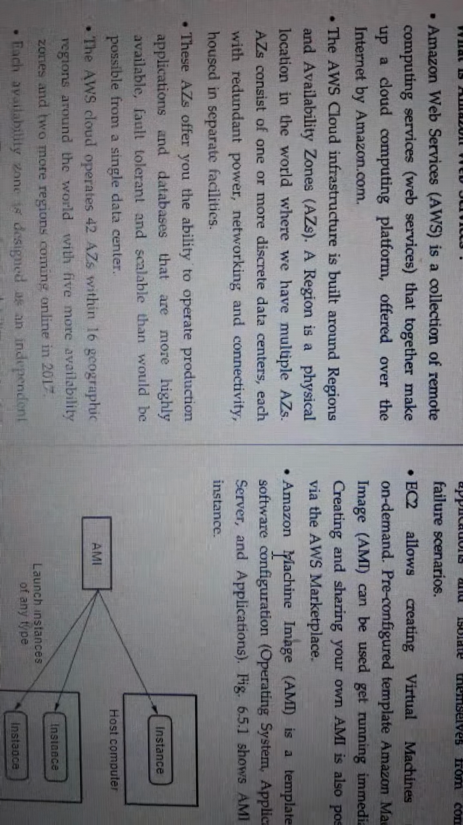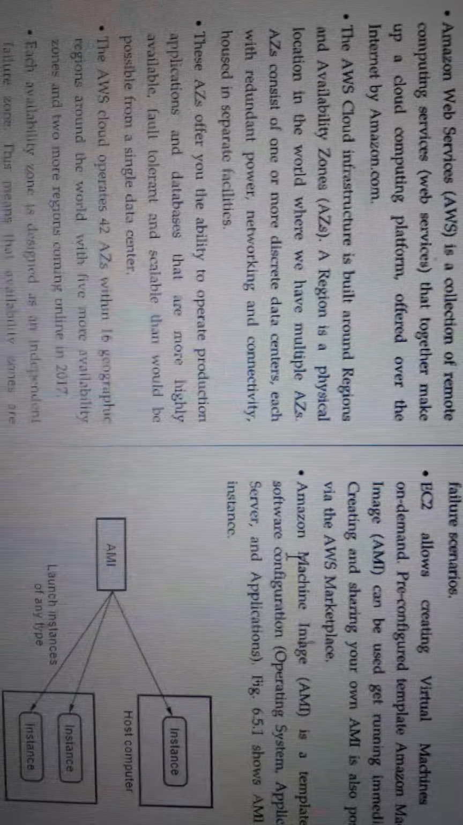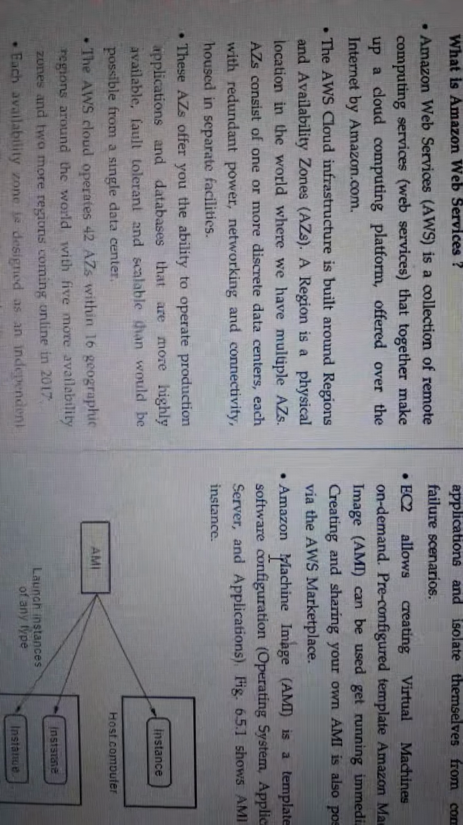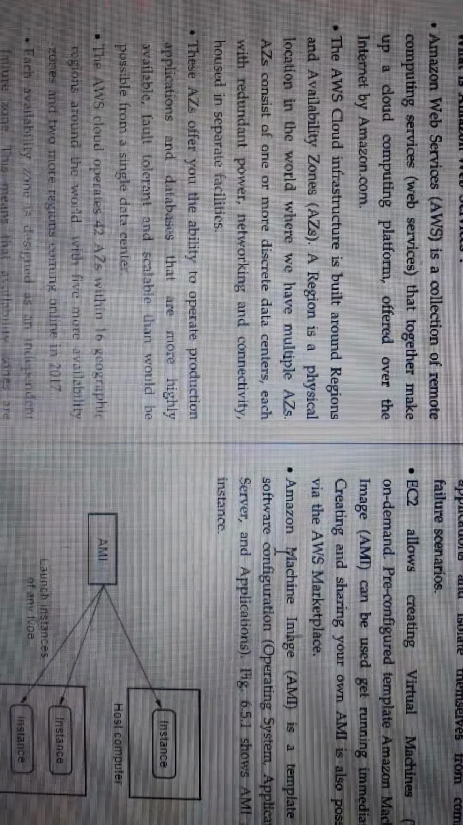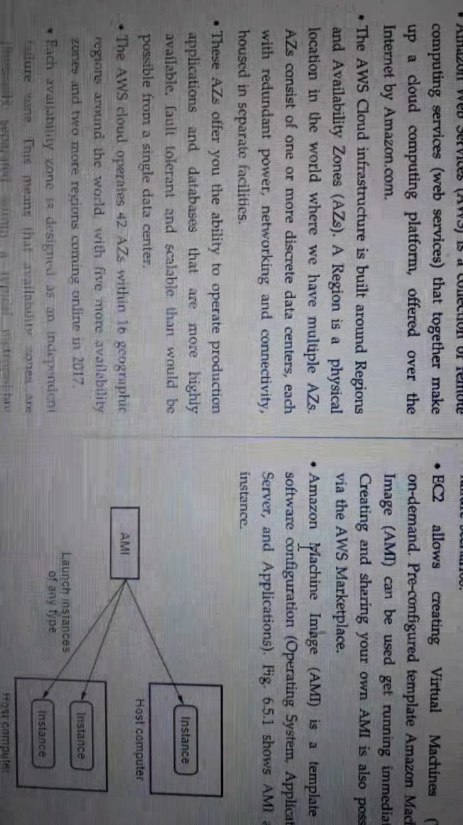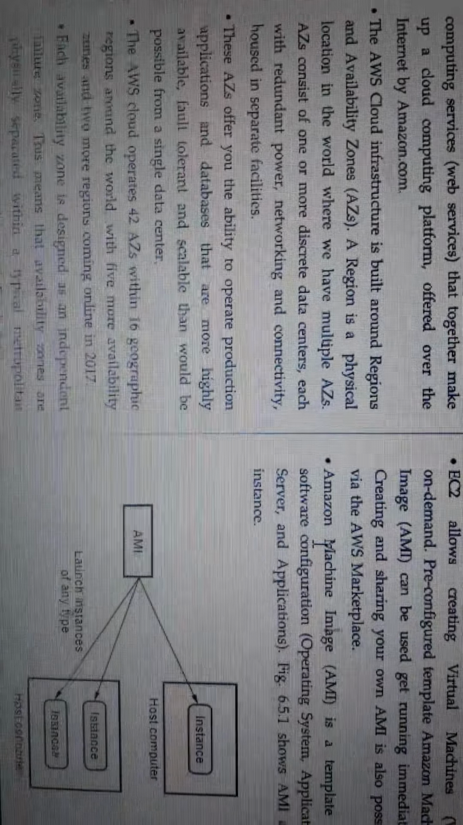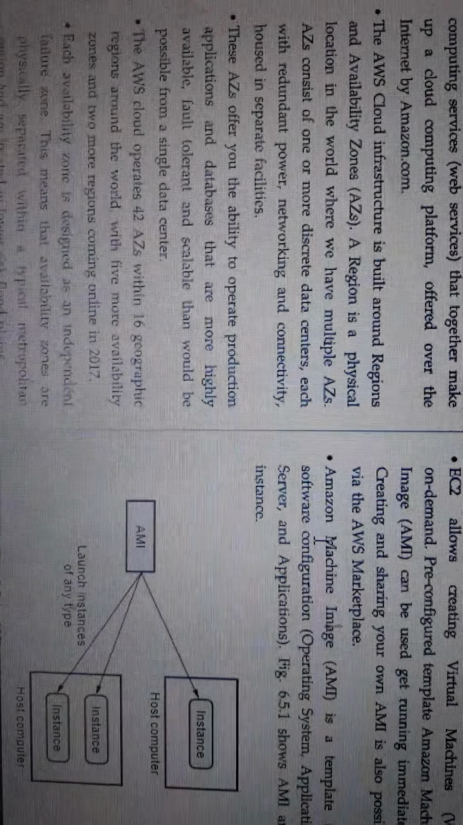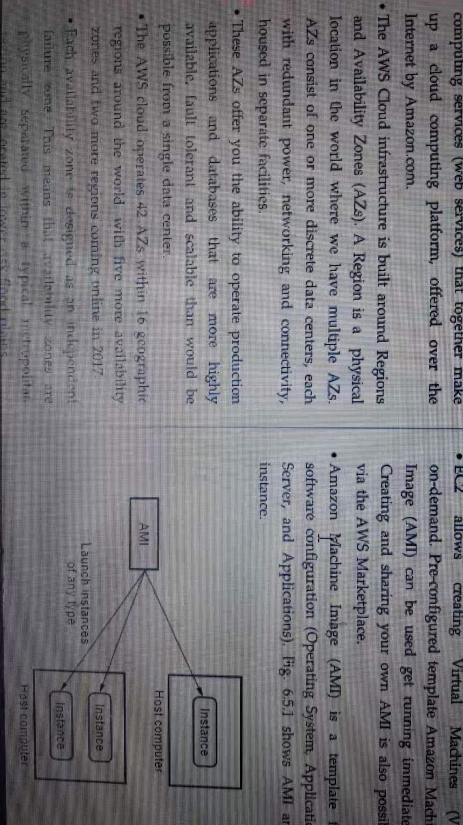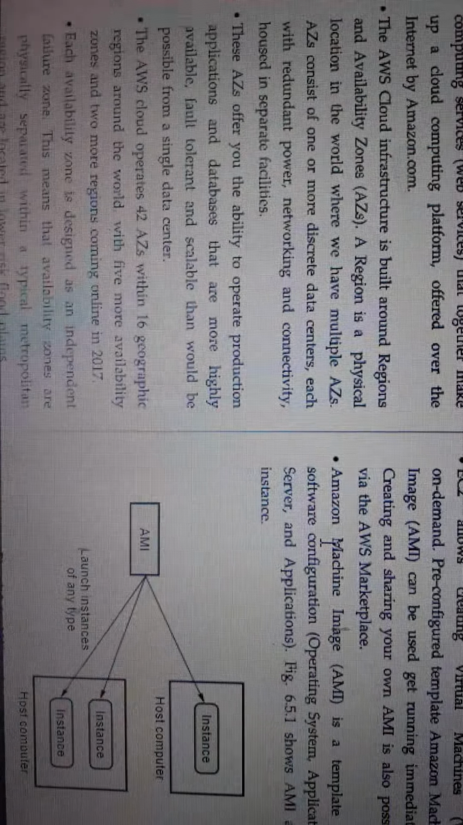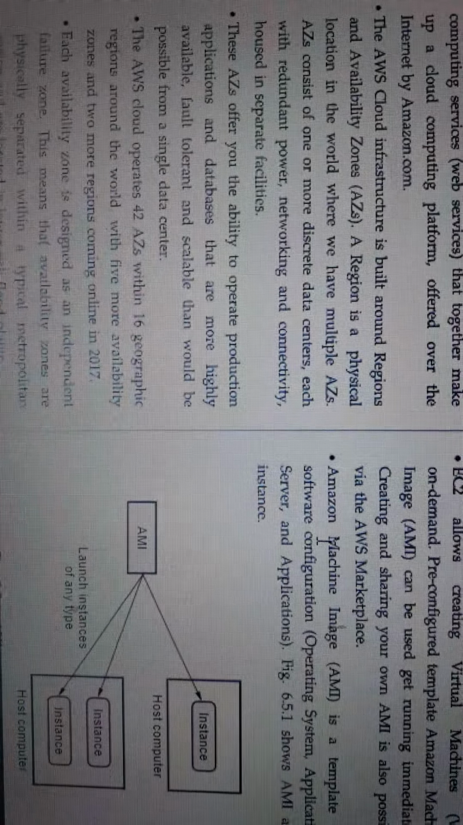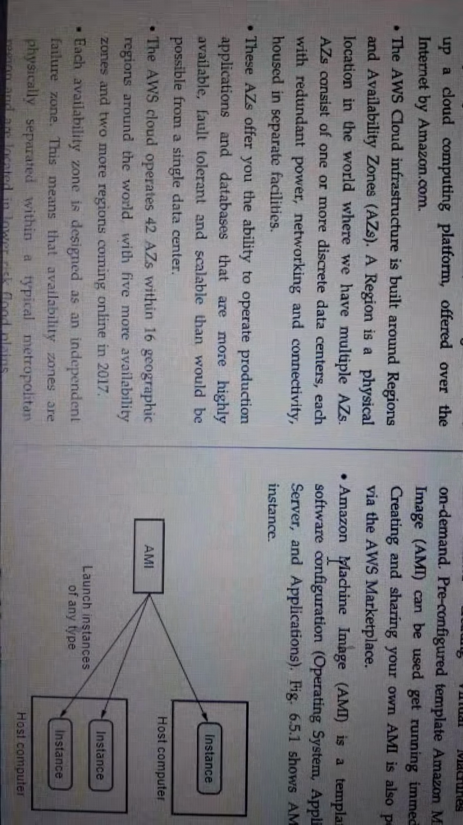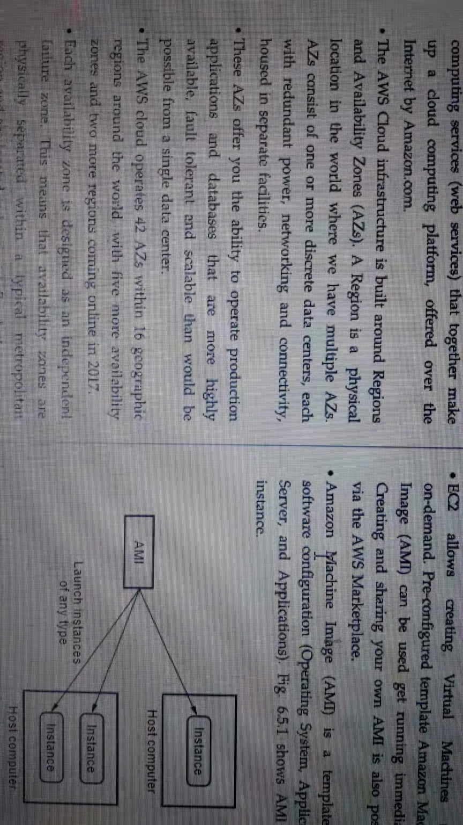Availability zones consist of one or more distinct data centers, each with redundant power, networking, and connectivity, housed in separate facilities. The availability zones offer you the ability to operate production applications and databases that are more highly available, fault tolerant, and scalable than would be possible from a single data center. AWS operates 47 availability zones within 16 geographic regions around the world, with 5 more availability zones and 2 more regions coming online in 2017.